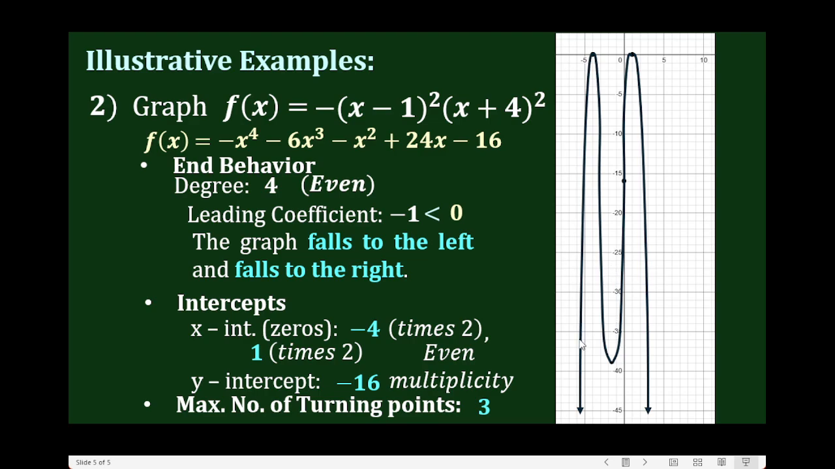So this is the graph of the given polynomial function f of x equals negative quantity x minus 1 squared times quantity x plus 4 squared.